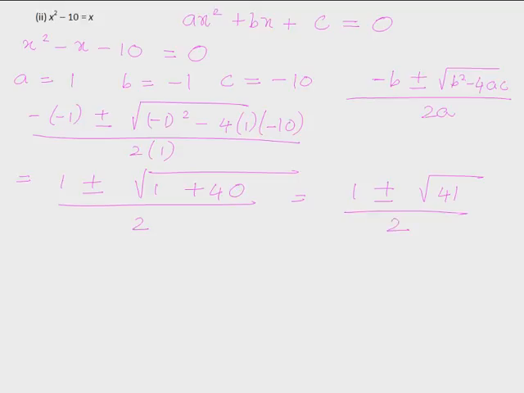41 is not a perfect square, so I'll leave root 41 as it is. Or I can use a calculator and get the number, something between 6 and 7. And my two solutions are 1 plus root 41 over 2 and 1 minus root 41 over 2. These are the two solutions to this equation. Note that we have irrational solutions. We have root of 41, which is an irrational number.